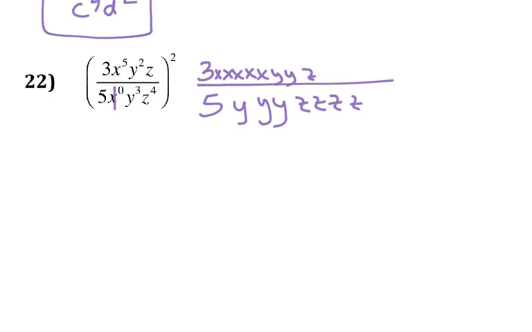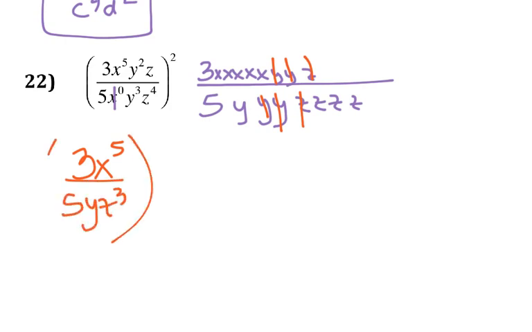Okay, so the 5 and the 3, I can't do anything with that. The x's, I can't do anything with those, but I can cancel some of the y's and one of the z's. So what I have on top is 3x to the 5th over 5y z to the 3rd. Now that's going to be to the 2nd power.